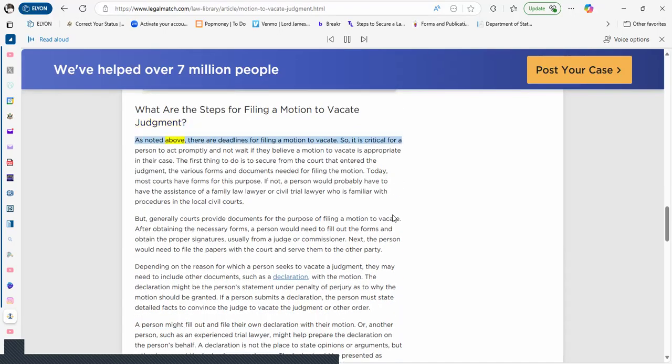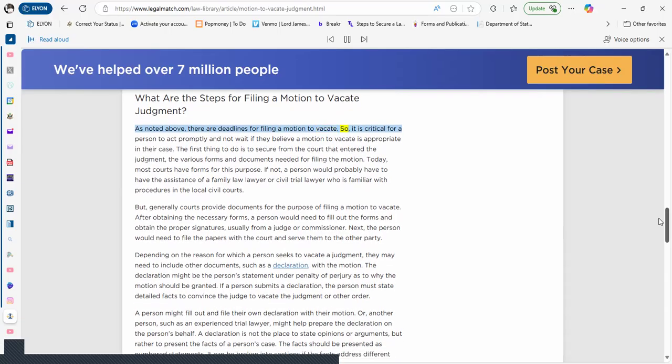What are the steps for filing a motion to vacate judgment? As noted above, there are deadlines for filing a motion to vacate. So, it is critical for a person to act promptly and not wait if they believe a motion to vacate is appropriate in their case.